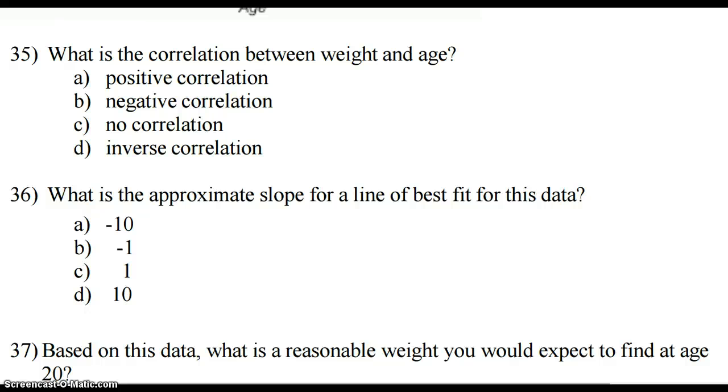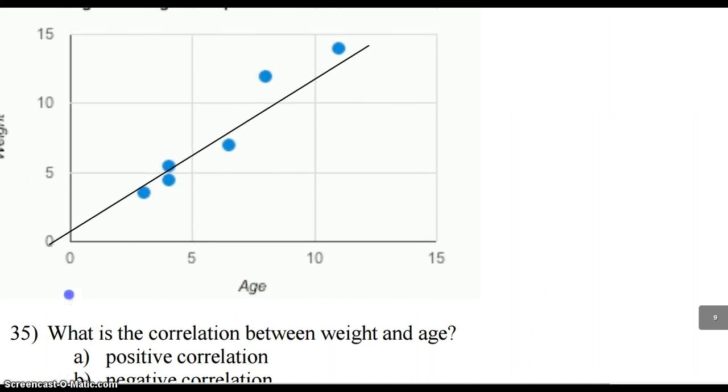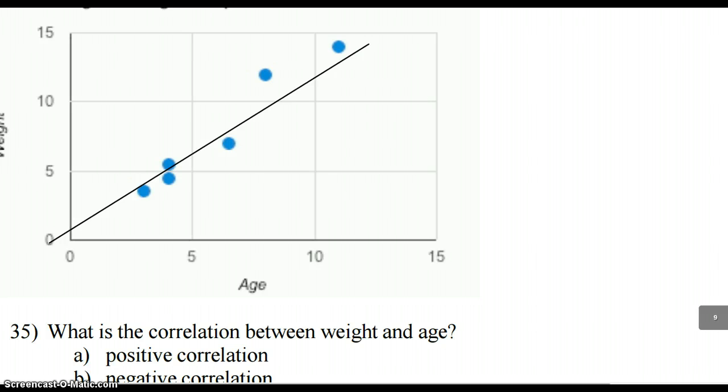We can kick out A and B because those are negative slopes, and we already said that it has a positive one. A couple different ways to find the slope here. You can kind of just look at it and see what's happening. It looks like if we're going over about 5 in between 2 points and up close to 5 as well, that would be 5 over 5. That would be a slope of 1.